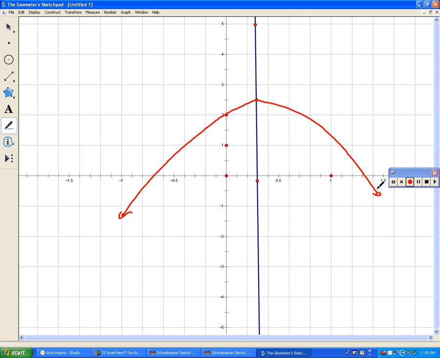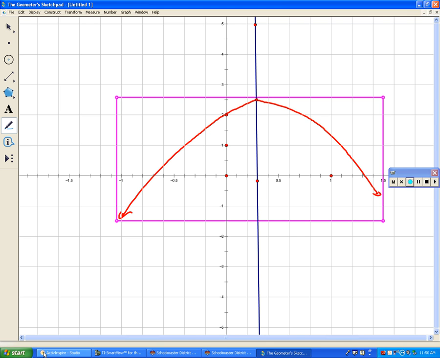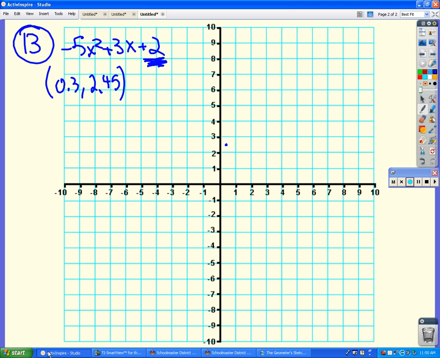I did mine on a different scale. Mine went up. Well, it shouldn't go up because it says y equals negative 4x squared. Oh, I'm looking at the wrong one. It says negative 5x squared, so that means it's going to open down, like this.